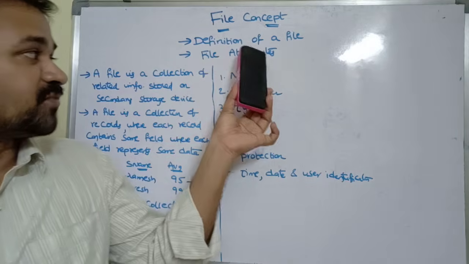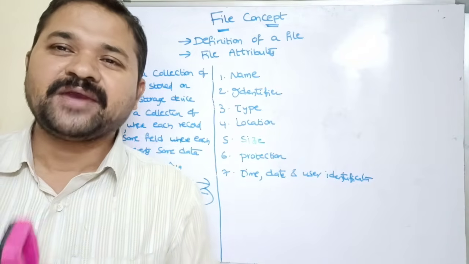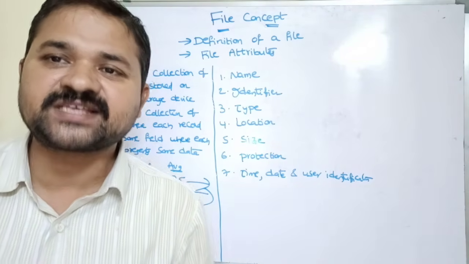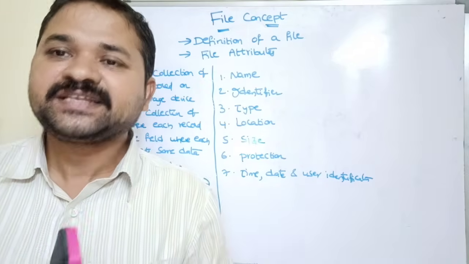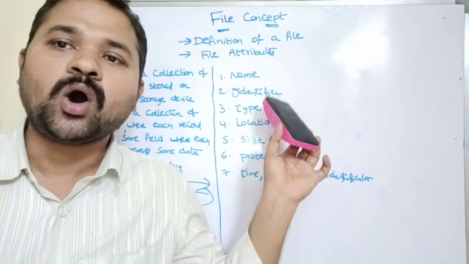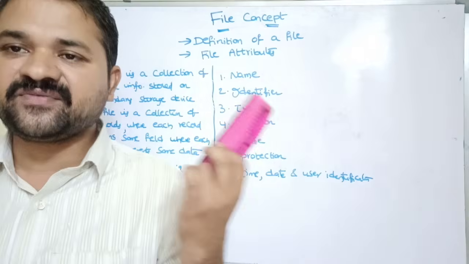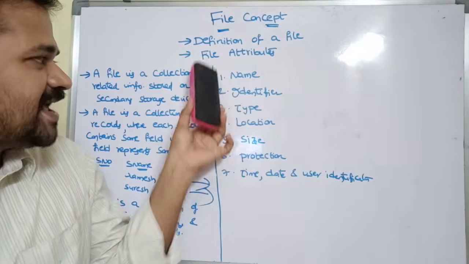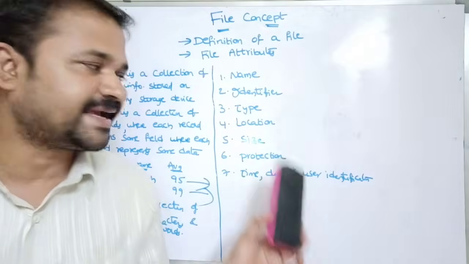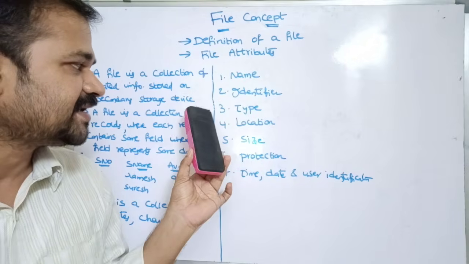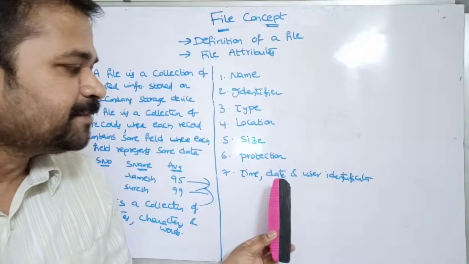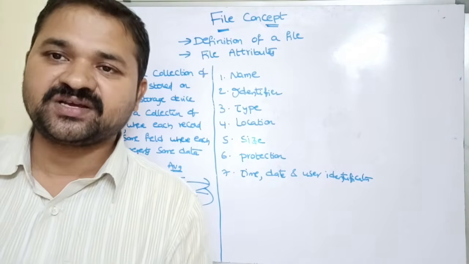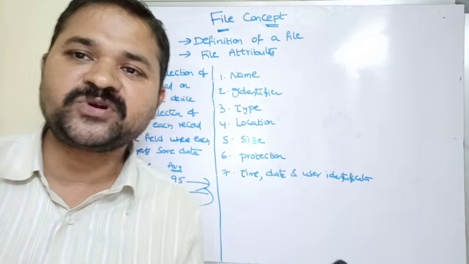Now let's see about file attributes. Every file is associated with some attributes. So whenever we save a file, then in addition to the file name, all these attributes will be saved in the hard disk. Here we can have several types of attributes like name, identifier, type, location, size, protection, time, date and user identification. Let's see all these attributes one by one.